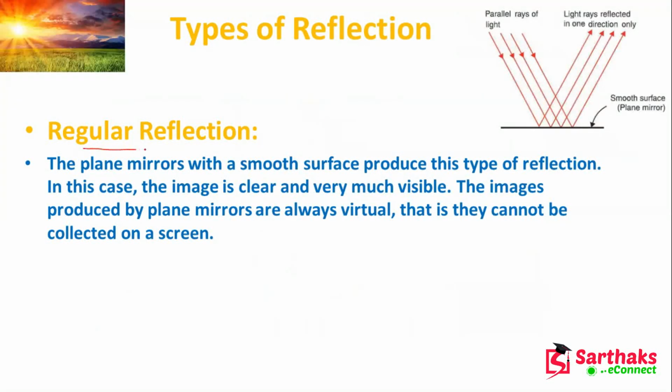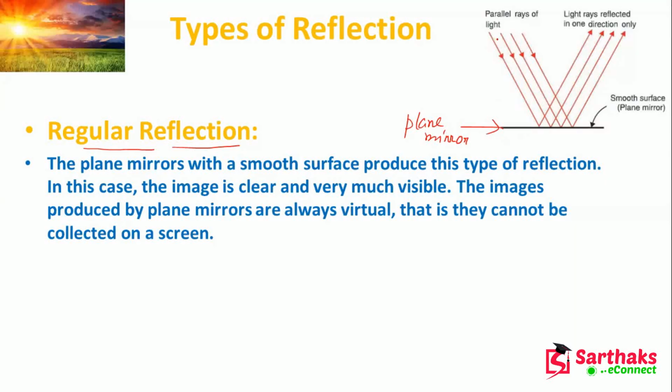First one is regular reflection. Plane mirrors with a smooth surface produce this type of reflection. So this is the plane mirror and smooth surface. In this case, regular reflection will occur and the image is clear and very much visible. The images produced by plane mirrors are always virtual, that is, they cannot be collected on a screen.